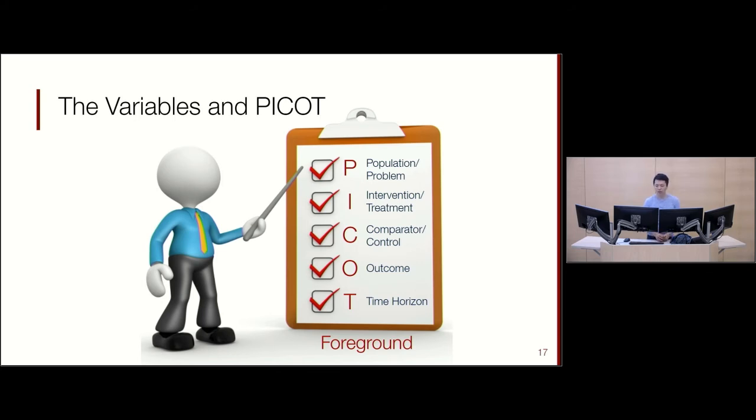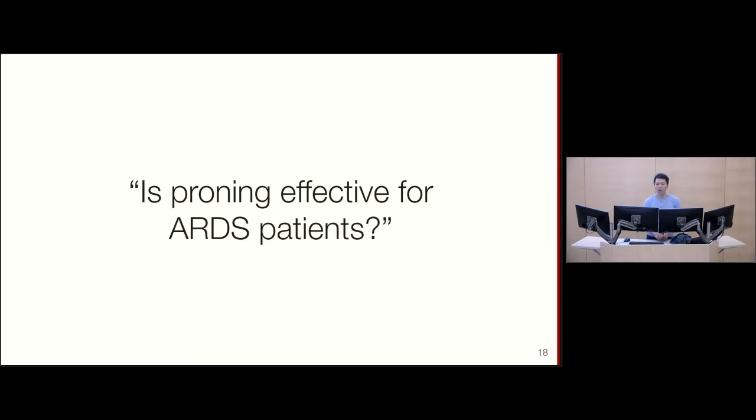And one thing to note is that the time horizon must be a consensus among all the research team members on when the outcome should be measured. This could be short, intermediate, or long-term follow-up. So let's take a moment and try and come up with a good research question. Say, for example, you wanted to test if proning was effective for ARDS patients. What would be a good research question that uses the PICOT format?